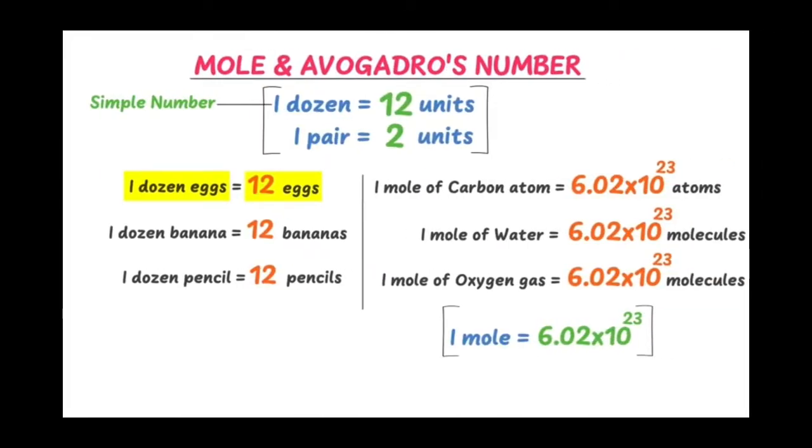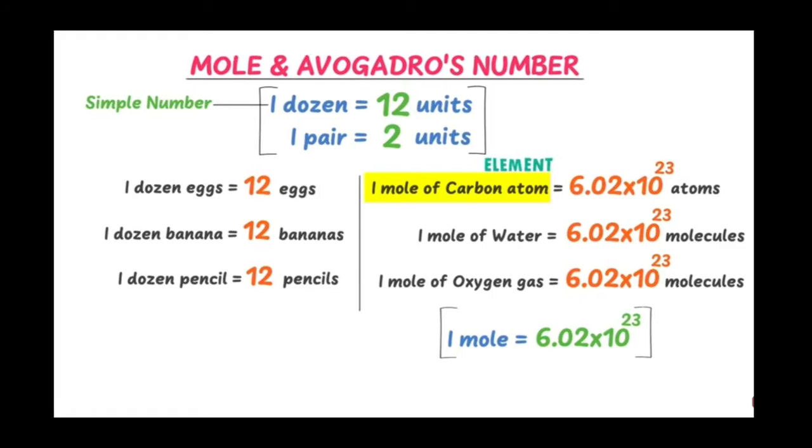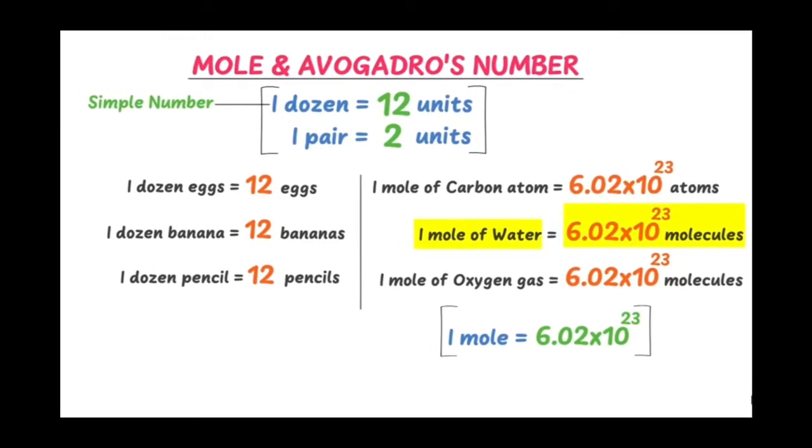When we say a dozen eggs, it refers to 12 eggs. Similarly, carbon is an element. It is made of many carbon atoms. Just like a dozen contains 12 units, 1 mole of carbon element contains 6.02 into 10 to the power 23 carbon atoms. Water is made of many water molecules, but 1 mole of water contains 6.02 into 10 to the power 23 water molecules.